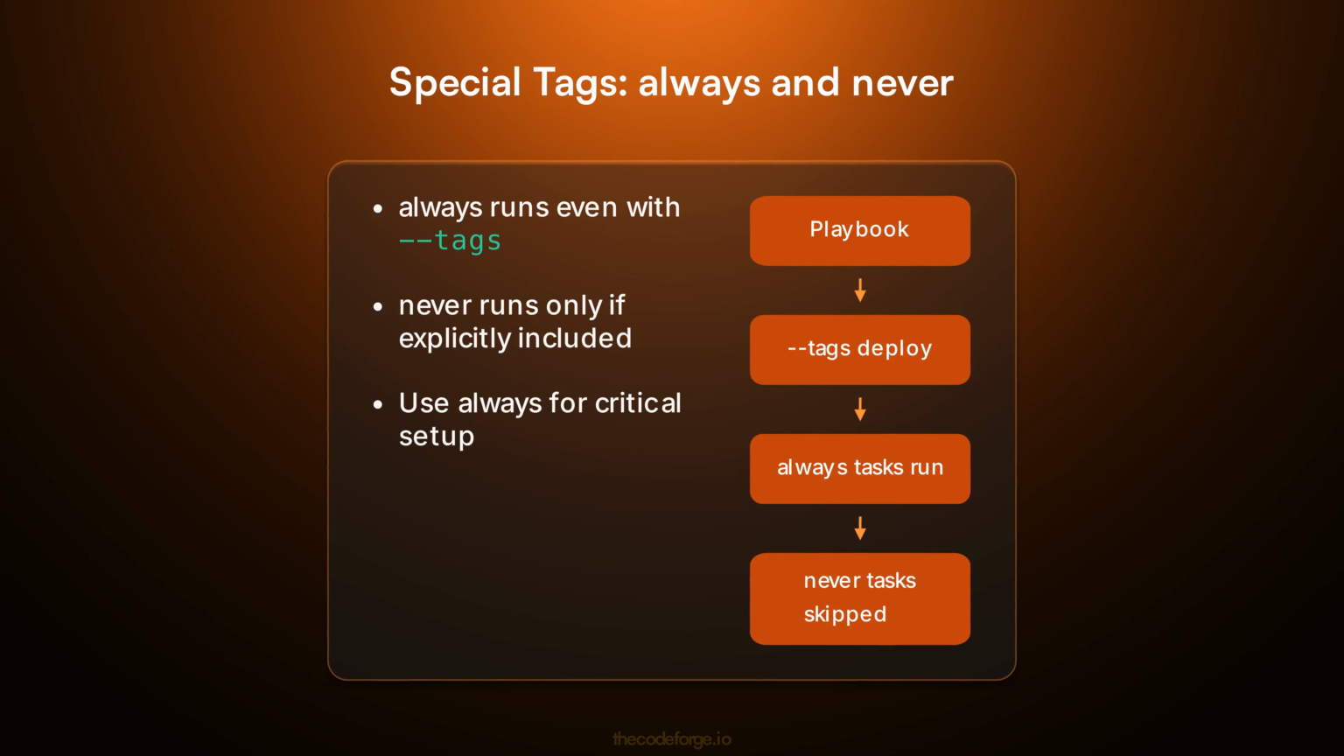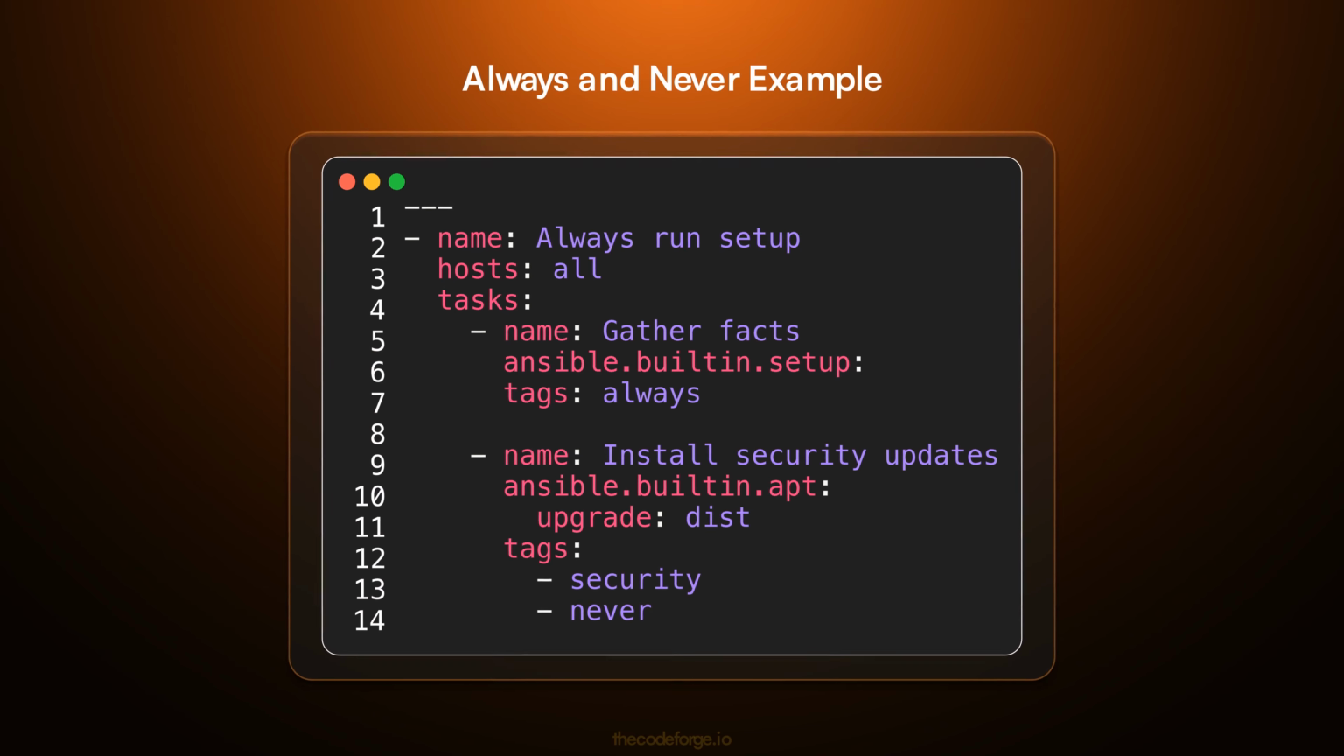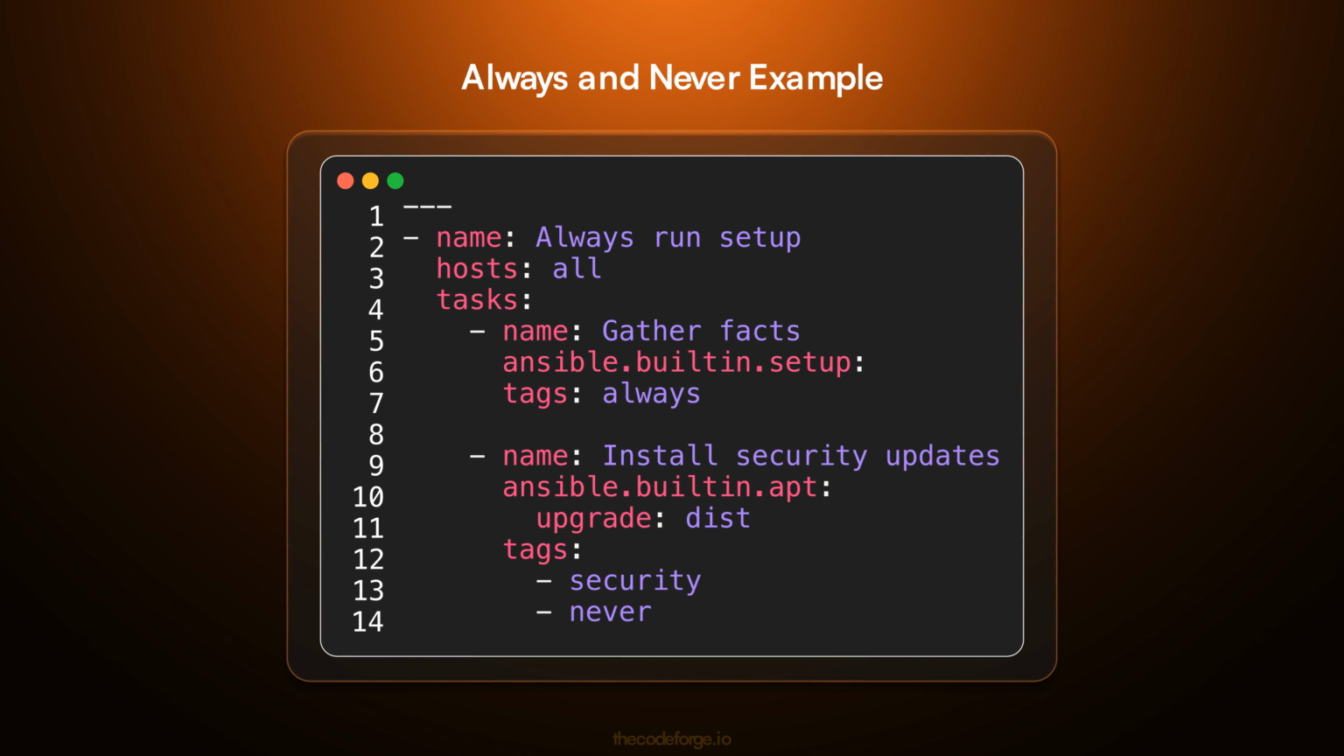Ansible provides 2 special tags, always and never. Tasks tagged with always run regardless of the tags filter unless you skip them. Tasks with never are skipped unless explicitly included with --tags never. Here, gather facts runs always, while security updates only run with --tags never or --tags all.